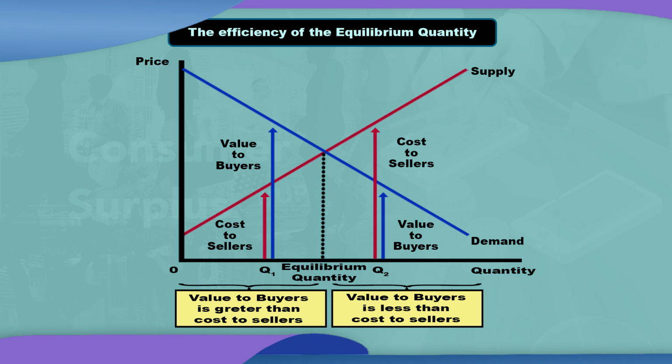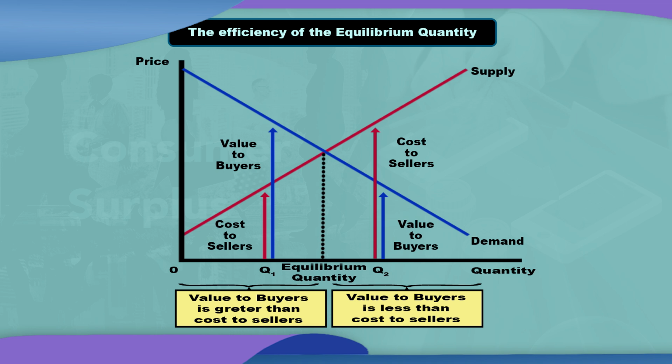Below the equilibrium quantity, let's assess the point Q1. At any quantity below the equilibrium level, like Q1 in the graph, the value that the marginal or additional buyer places on the product is higher than the cost to the marginal seller to produce it.